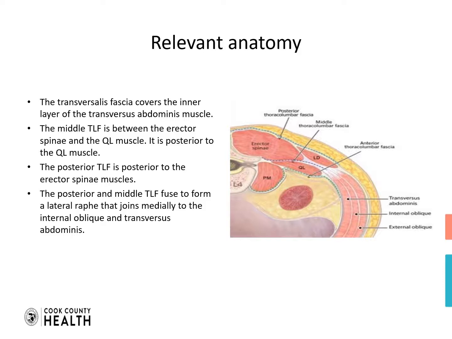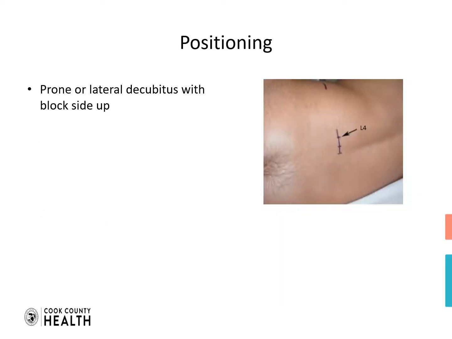The middle TLF is between the erector spinae and the QL muscle. It is posterior to the QL muscle. The posterior TLF is posterior to the erector spinae muscles. The posterior and middle TLF fuse to form a lateral raft that joins medially to the internal oblique and transversus abdominis. Positioning: prone or lateral decubitus with block side up.